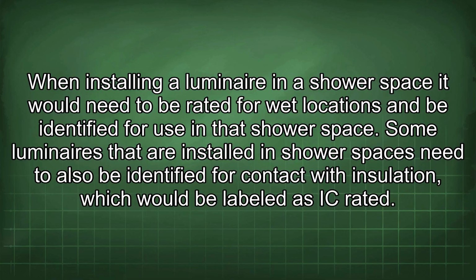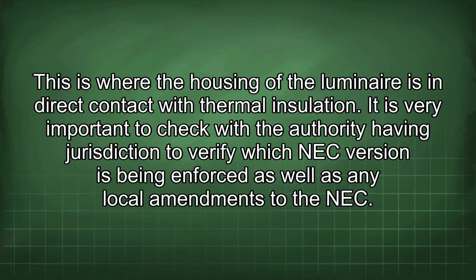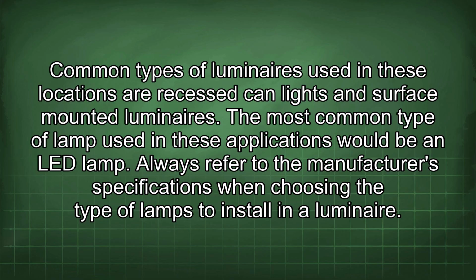Some luminaires that are installed in shower spaces need to also be identified for contact with insulation, which would be labeled as IC rated. This is where the housing of the luminaire is in direct contact with thermal insulation. It is very important to check with the authority having jurisdiction to verify which NEC version is being enforced, as well as any local amendments to the NEC. Common types of luminaires used in these locations are recessed can lights and surface-mounted luminaires. The most common type of lamp used in these applications would be an LED lamp. Always refer to the manufacturer's specifications when choosing the type of lamps to install in a luminaire.